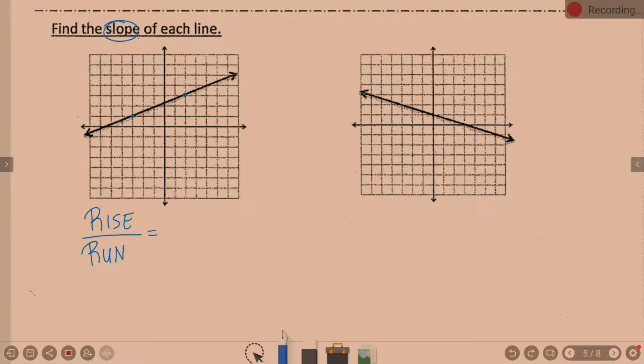Rise. What direction do you think of for rise? Up. So what I tend to do first is I tend to find my lower of the 2 points, and I tend to ask myself, how far do I go up? How far do I rise to get to the level of the next point? How many boxes or units do I have to go up to get to the level of the next point? 2. Does that make sense to you guys?